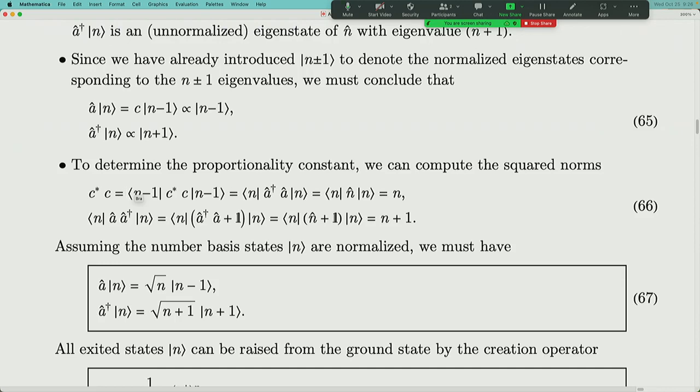Of course, C can also be square root of N followed by any phase factor, because a phase factor doesn't affect the norm square of this complex number, but it is then up to human choice. It is a convention in the community that we always choose the positive root of this N. So then we reach the conclusion that C must be equal to square root of N.